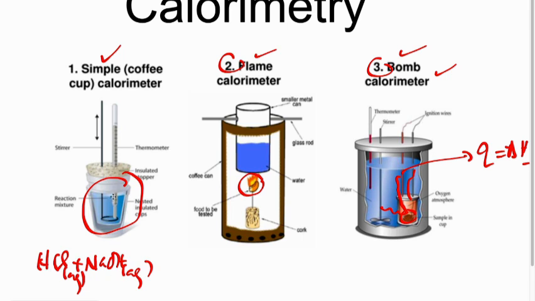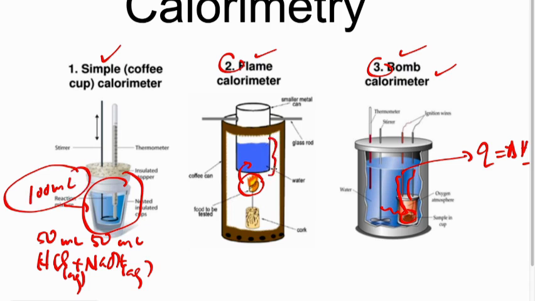Now, when we are doing calorimetry, you'll see that we do the reaction, we transfer the heat to a known mass of water, a known amount of water. So we need to know how much water we have. In the case of a coffee cup, if I'm mixing 50 ml of this and 50 ml of this, for example, then my total volume here is going to be 100 ml. And typically we assume all of that to be water. Here, once again, I would need to know how much water I have in here, and then I would need to know how much water I have in here as well.